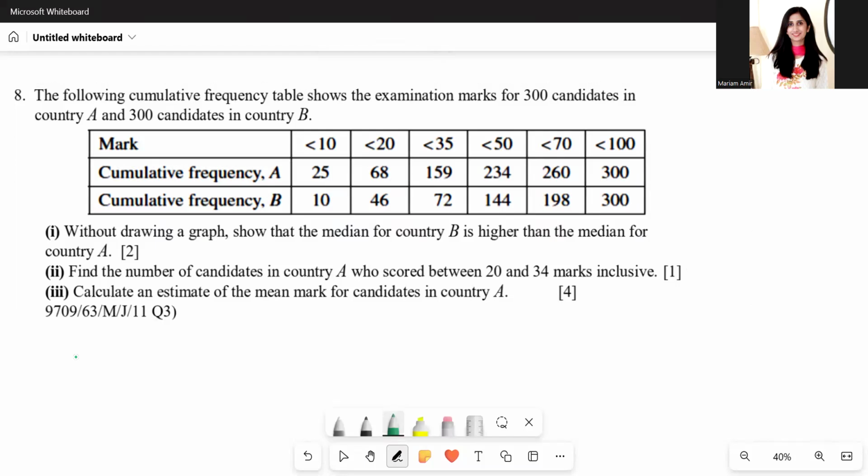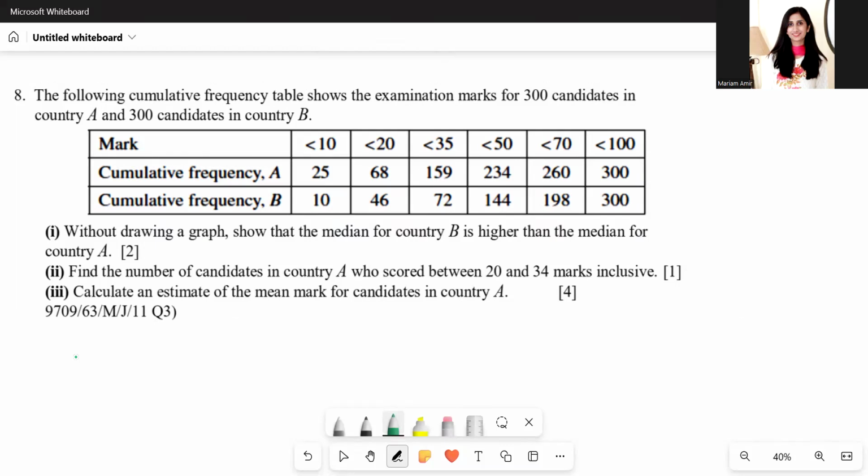The following cumulative frequency table shows the examination marks for 300 candidates in country A and 300 candidates in country B. Without drawing a graph, show that the median for country B is higher than the median for country A.